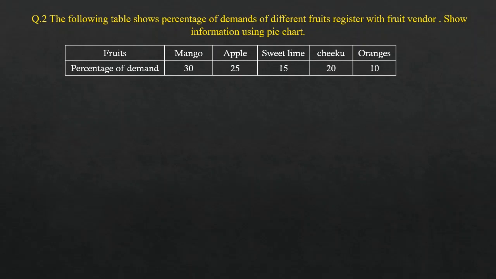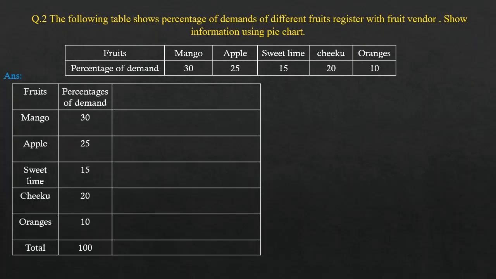So for drawing a pie chart we require the central angle. So we prepare a table of 3 columns. In the first column we'll write down the group, in the second column we'll write down the data which is given in terms of percentage of demand, और उस data का हम total find करेंगे. So if we check the total of 30, 25, 15, 20 and 10, it gives you 100. Now we have to find the central angle.